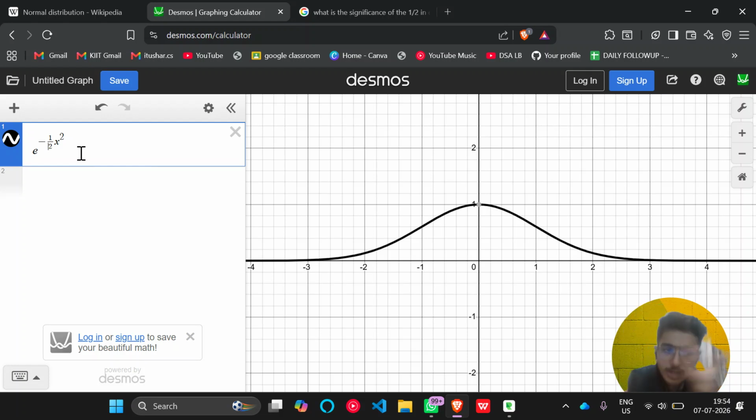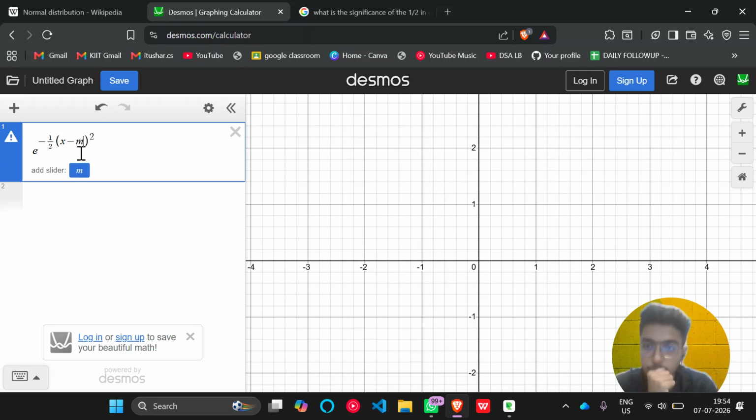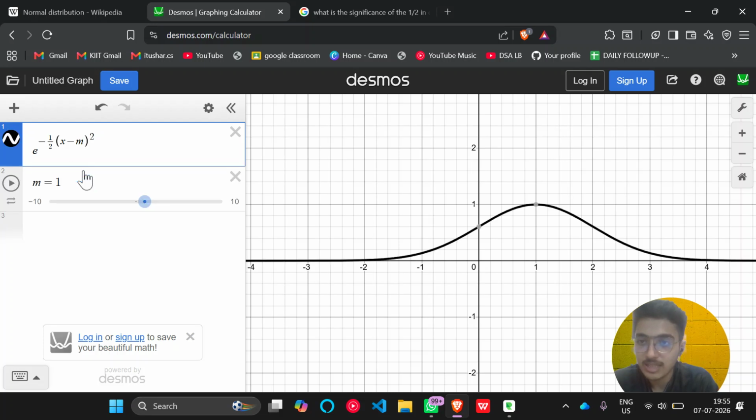If I want to move it along the x-axis, what I simply need to do is add a parenthesis over here. I need to subtract the mean of the population from x. So if I simply add m, which signifies the mean over here, and add a slider for it, I'll already be able to see that when the mean is 1, the curve has shifted with its peak over 1. You can see here, the peak is over 1 instead of 0, which was previously.